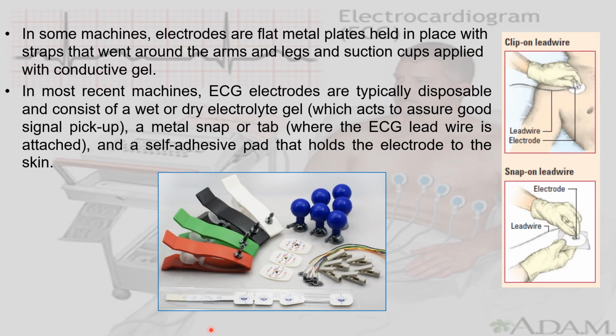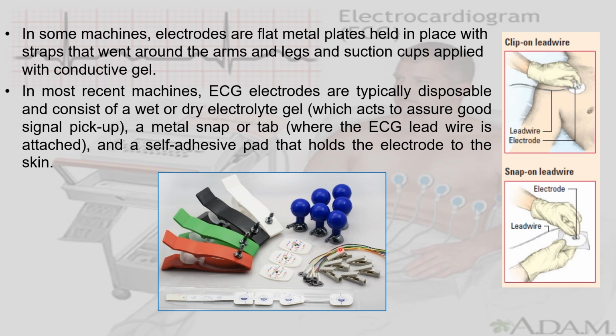In some machines, the electrodes are like this. This is the machine mostly in our hospitals. So these 4 are the electrodes for the limbs. They are like clips. You have to put some gel inside and put them around the patient's upper limbs and lower limbs.